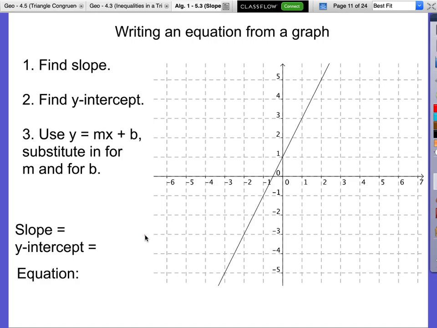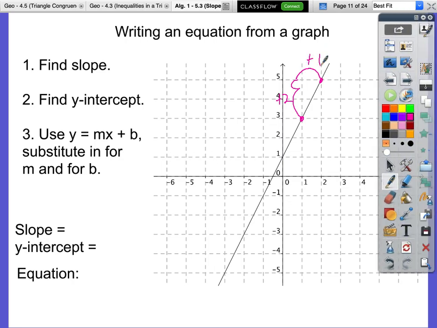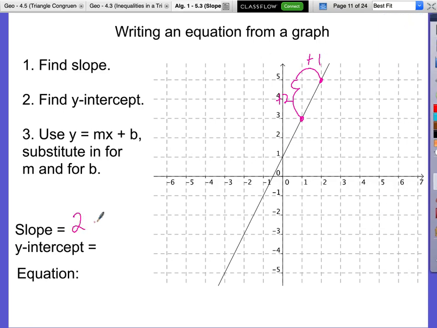So if we're given a graph, how can we find slope on a graph? Justin? Rise over run. Rise over run, okay? So if we pick 2 points, maybe I pick this point and this point. I rise how many? Two. I run how many? So the slope is 2 over 1, which would just be 2. Y-intercept, that's where it crosses the y-axis. Yes, Hannah, it would be 1. It crosses the y-axis at 1. So the slope is 2, y-intercept is 1.